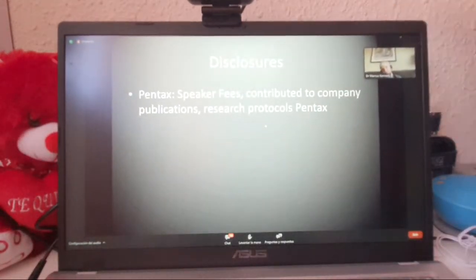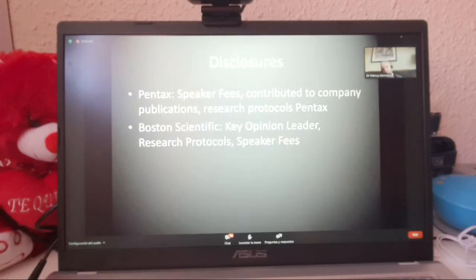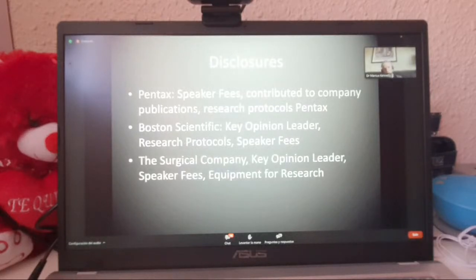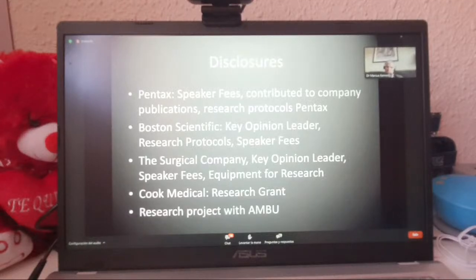Disclosures: I've received fees from Pentax and have contributed to some of their publications. For Boston Scientific, I have some research protocols being processed and speaker fees. From the surgery company, I've had speaker fees and I've received equipment for research. And from Cook Medical, I had a training and research grant. So those companies will be mentioned during this talk.